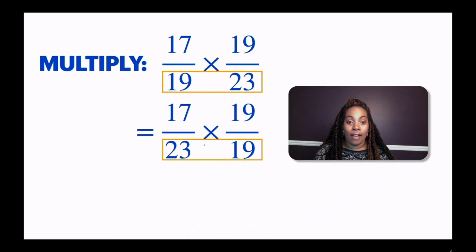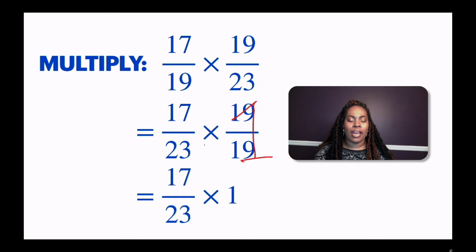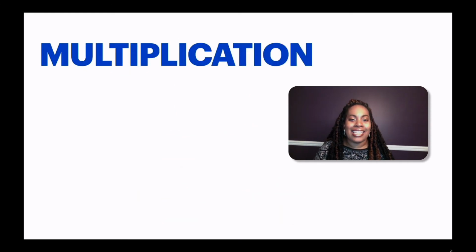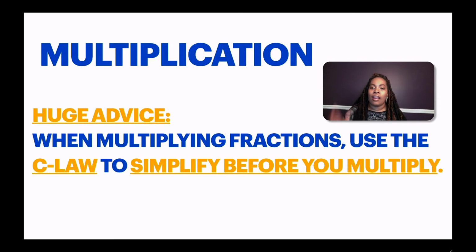We now have 17/23 times 19/19. Do you know what 19/19 really is? That's really a form of 1. Guys, this is awesome. So that means that we have 17/23 times 1, and that is only 17/23. It's already simplified. Shout out to the great mathematicians who figured this out. Shout out to the commutative property of multiplication. Yes! This is wonderful news. We can do this, guys.